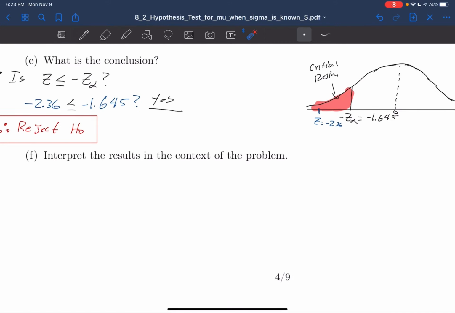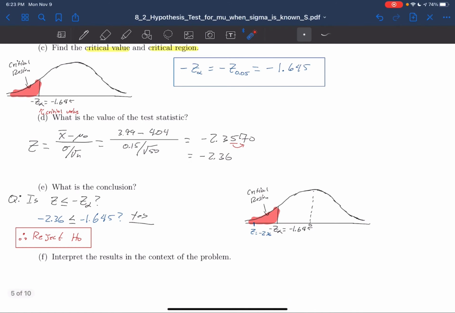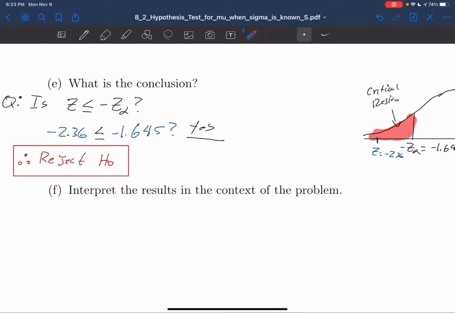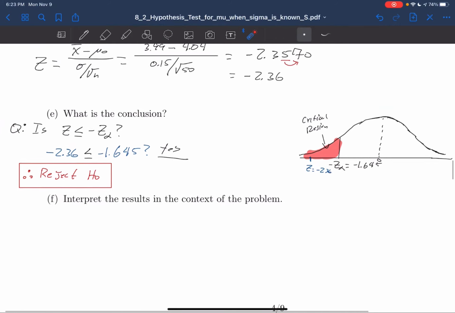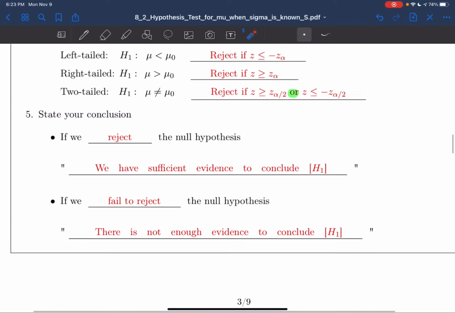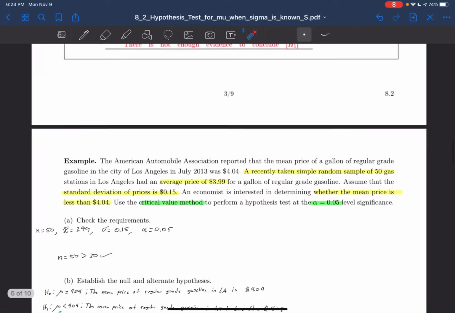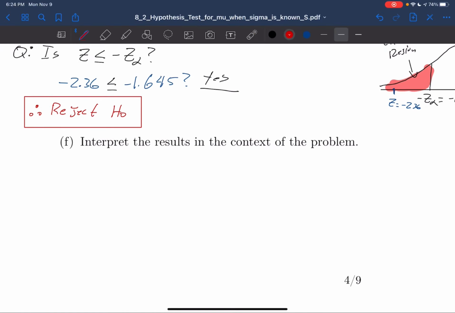Now, probably the most important step is that we want to interpret the result in the context of the problem. It doesn't really matter if we know how to do all this stuff if we don't know how to interpret our result. So since we reject our null hypothesis, we could say that we have sufficient evidence to conclude, and then write down whatever your alternative hypothesis is.